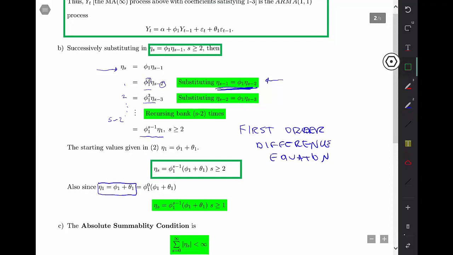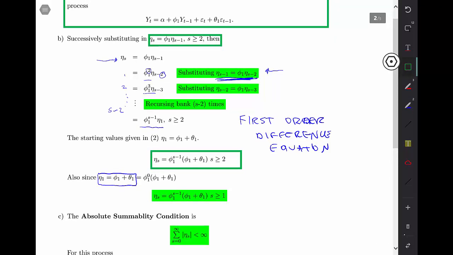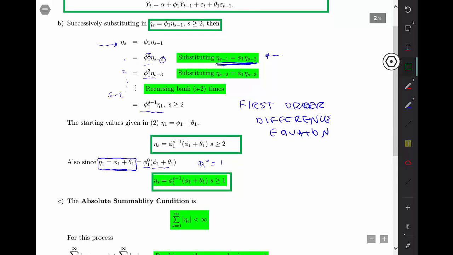And we can see this also holds for s equals 1 as well, because we know that e1 looks like this, which can just be expressed as psi1 to the naught times this, because remember, anything to the power naught just equals 1. So actually this condition holds for all s greater than or equal to 1. So now we've got everything. We have e0 equals 1, and then e_s equals psi1 to the s minus 1, times psi1 plus theta1, for all s greater than or equal to 1.